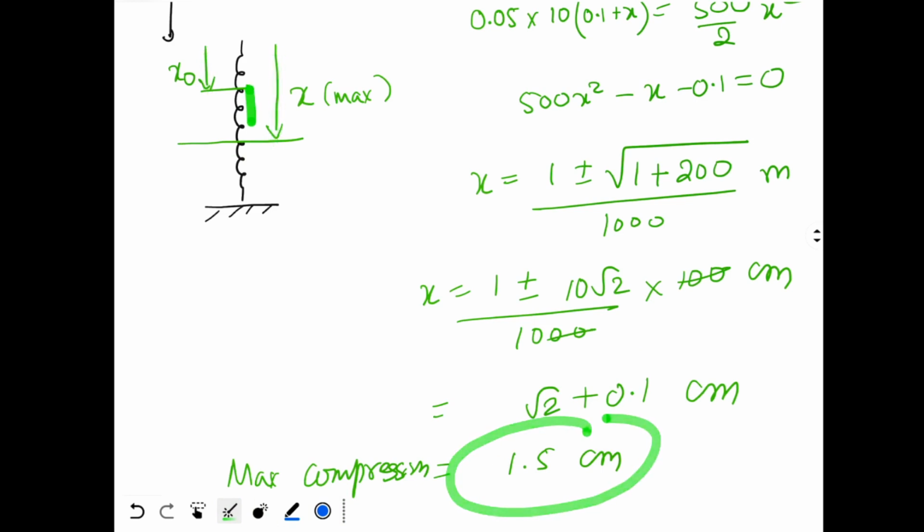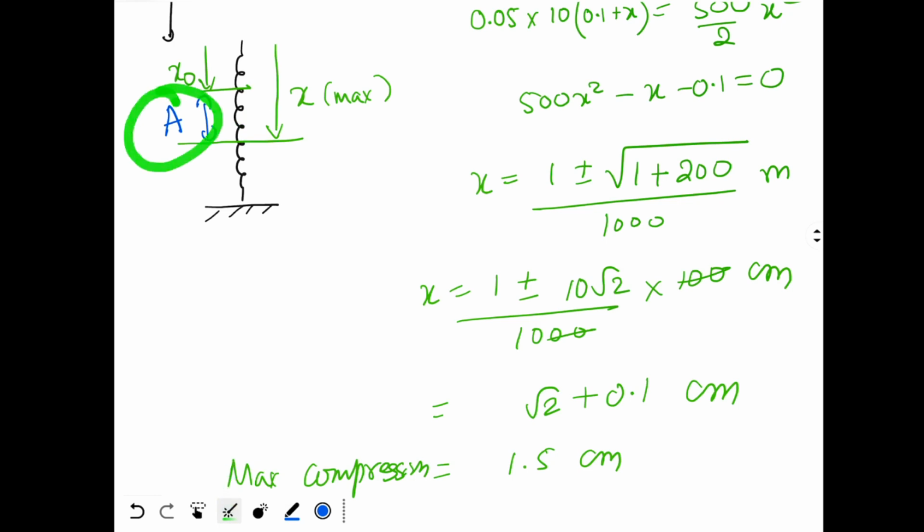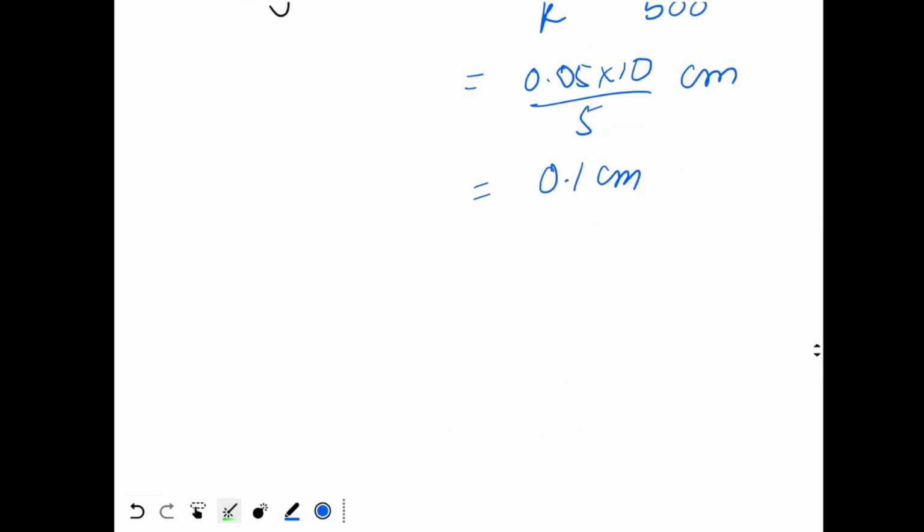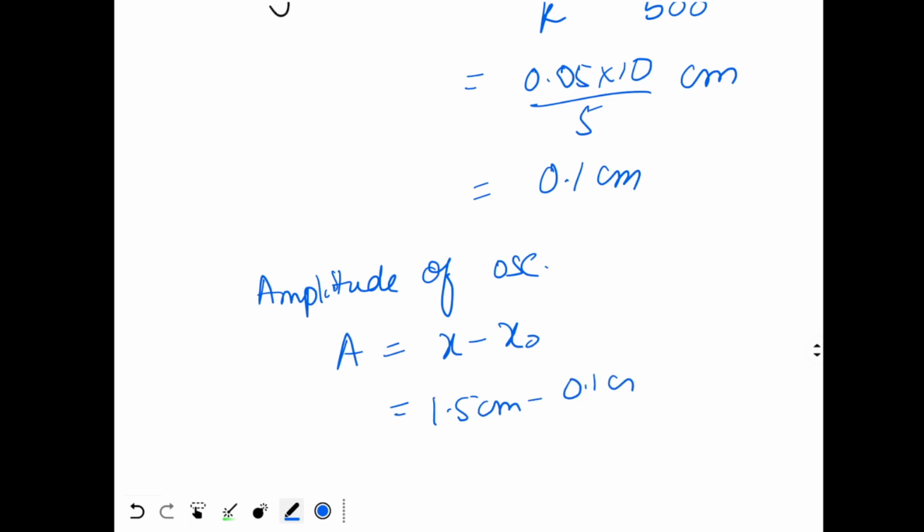So what is the displacement from the equilibrium? This displacement from equilibrium will be x minus x naught. Let's call it a, and this will be actually equal to amplitude of oscillation. So amplitude of oscillation a will be equal to x minus x naught. So 1.5 centimeter minus 0.1 centimeter. So this is 1.4 centimeter. Okay, so I solved the first part of the problem, that is finding the amplitude of the oscillation of block. So that is 1.4 centimeter.